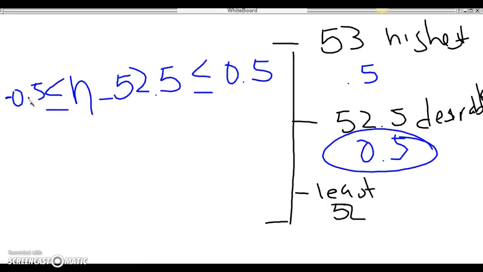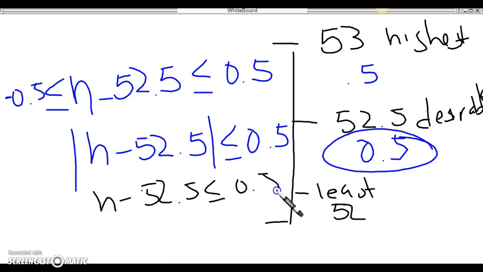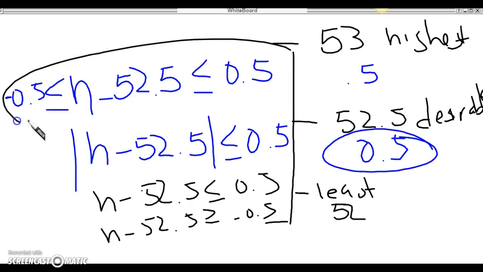So therefore, when I make my absolute value inequality, I get the absolute value of h minus 52.5 is less than or equal to 0.5. And I know that's true because whenever I make an absolute value inequality, I get those two different equations. I get h minus 52.5 is less than or equal to 0.5, or h minus 52.5 is greater than or equal to negative 0.5. So that's the exact same thing that I have here.